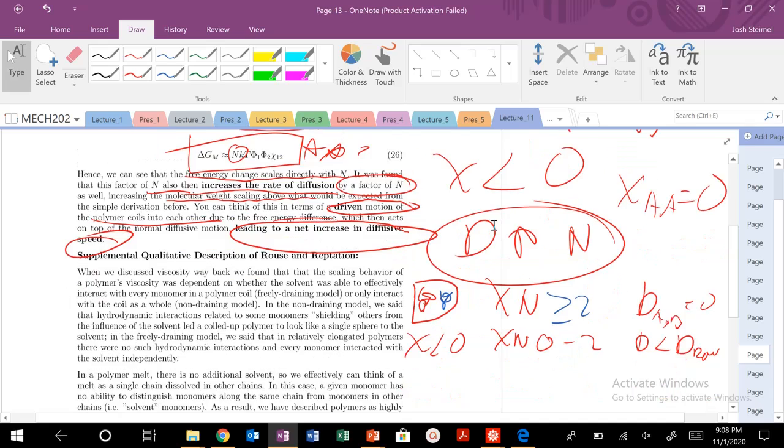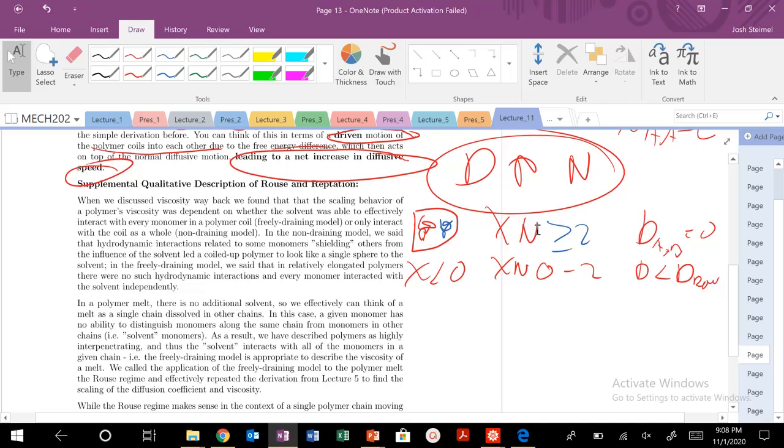Next time we're going to go through one more supplemental discussion of the Rouse and reptation regimes, and then we'll get on to mechanics. So, see you.